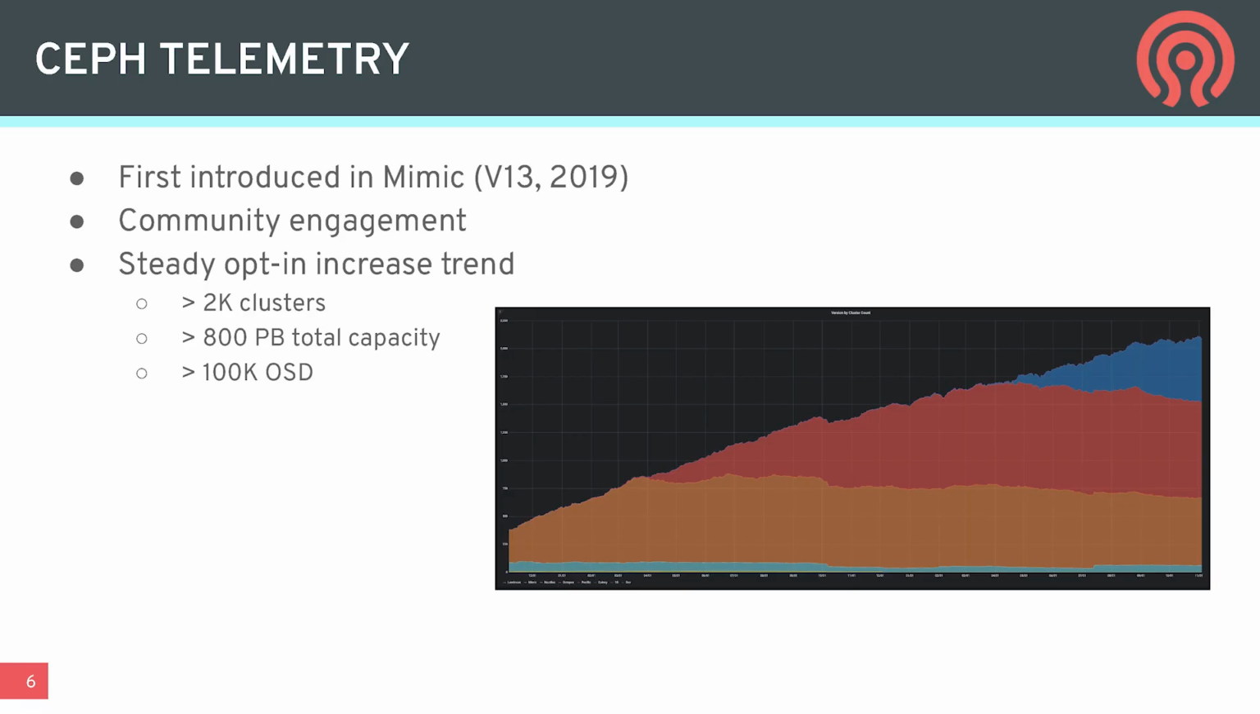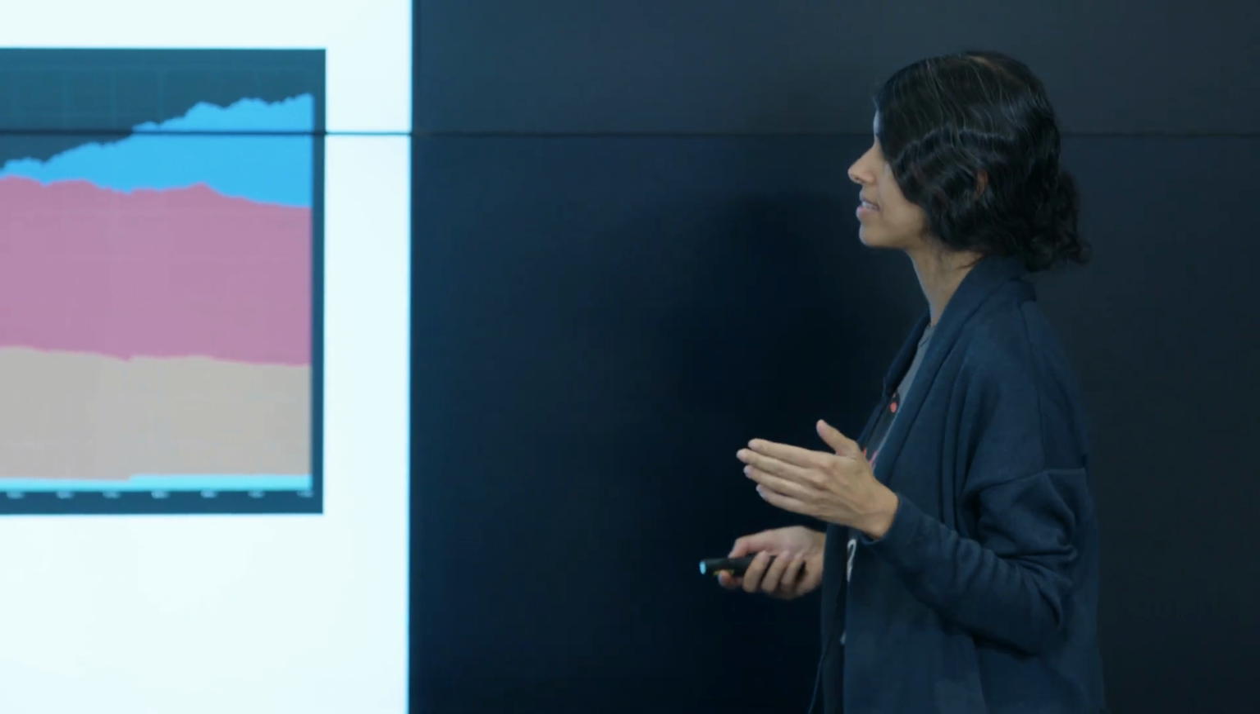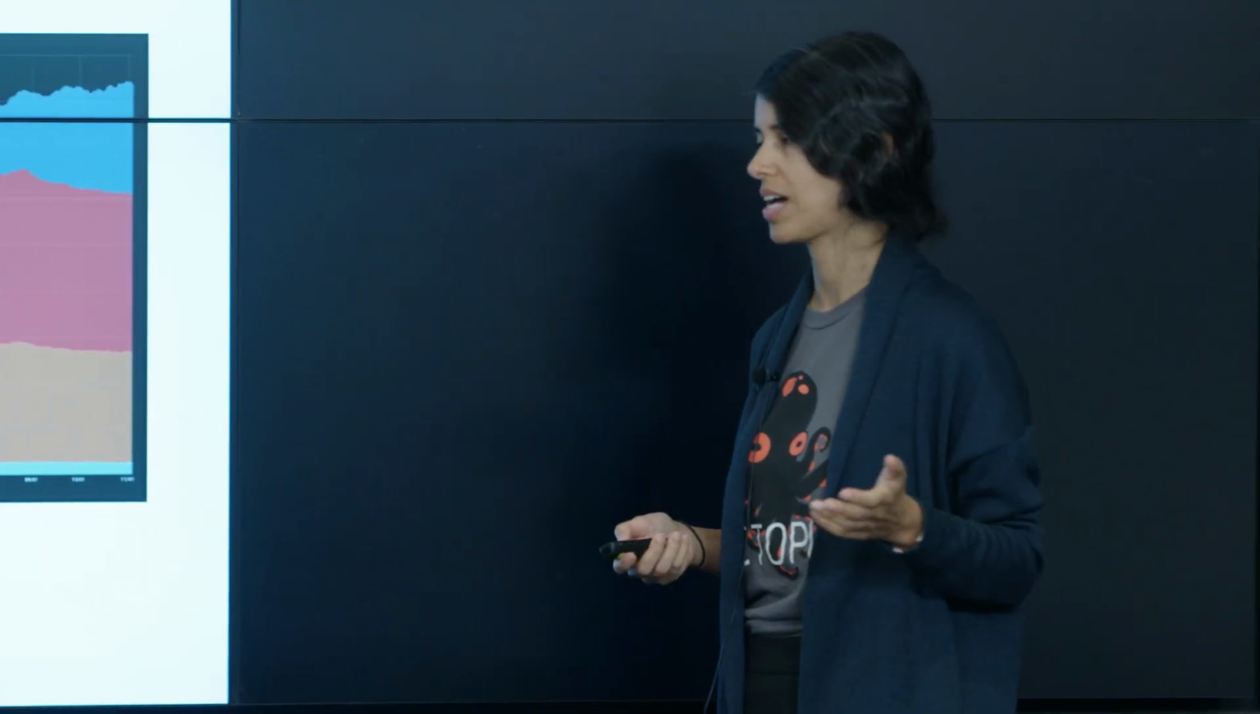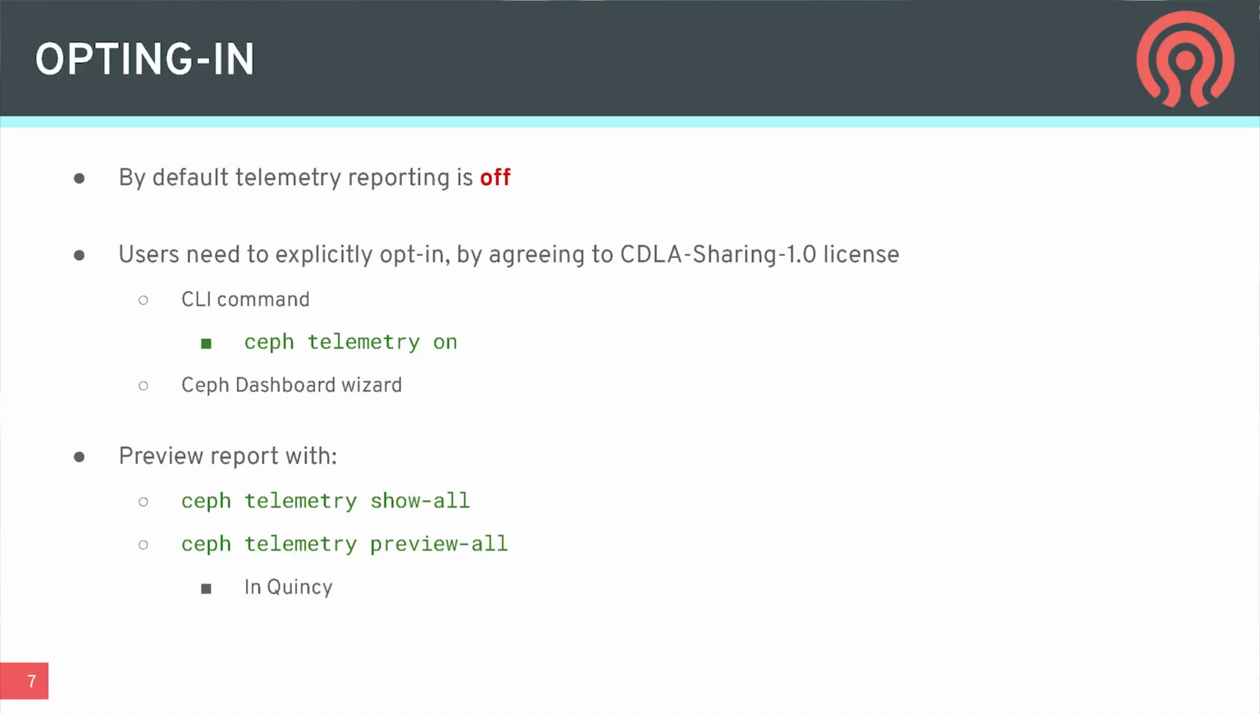It was first introduced in Mimic version 13 in 2019, and ever since we see a steady opt-in increase trend from the community, with more than 2,000 clusters that report more than 800 petabytes of total capacity with more than 100,000 OSDs. It's important to emphasize that by default, telemetry reporting is off.